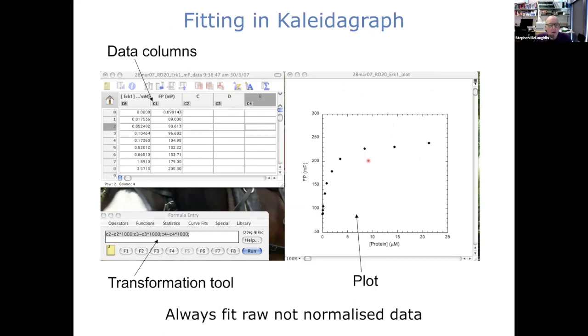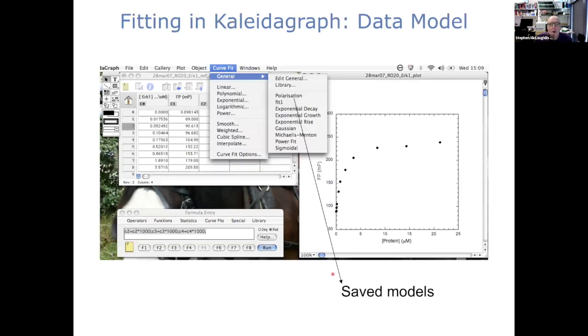So here's Kaleidograph. Me and Chris both like it because it's very simple to use. You can just put your data into columns. It's got a very easy transformation tool. So if say you've got the wrong units or whatever, then you can easily transform that. So you just get a plot, and of course we're always fitting raw data, not normalized data. It's also got a range of fitting programs in there. You can also write your own, and you can save the models.